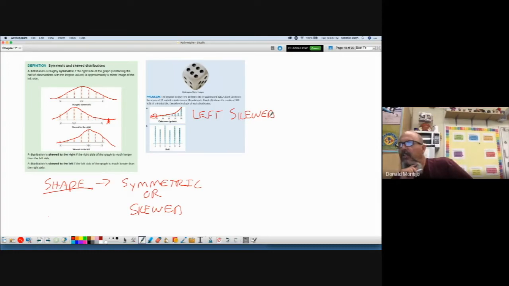If you look at graph B, which shows the results of rolling a die 100 times, they took a die, they rolled it 100 times, and they made a dot plot of what number came up. Well, this data is roughly symmetrical. It doesn't appear to be skewed left or skewed right. It looks to be relatively symmetrical, meaning that you can identify a center and it's roughly the same on both sides of that center.